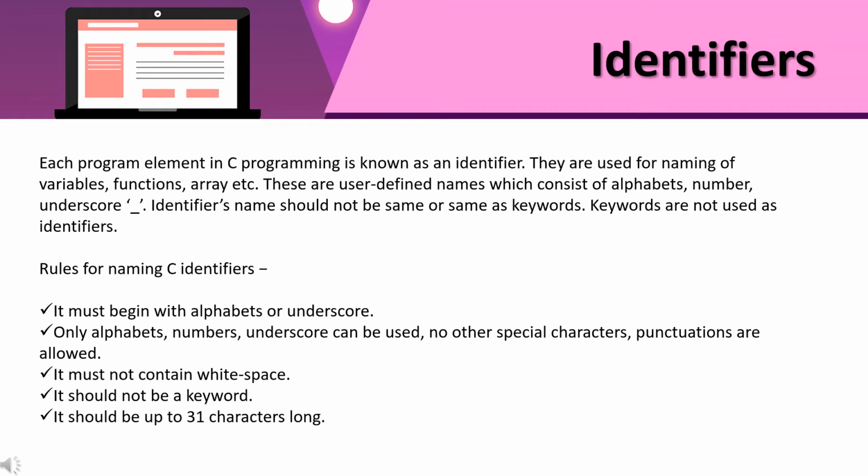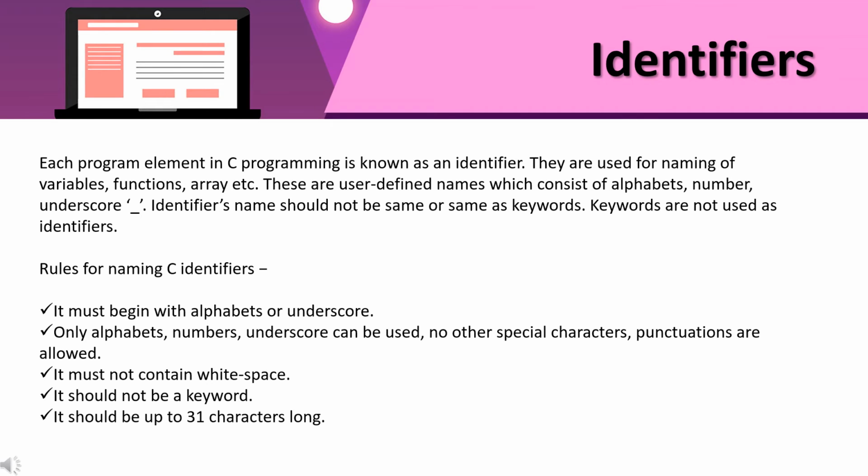Each program element in C programming is known as an identifier. They are used for naming variables, functions, arrays, etc. They are user-defined names which consist of alphabets, numbers, and underscore. An identifier's name should not be the same as a keyword. Keywords are not used as identifiers. The rules for constructing identifiers in C are: the first character of an identifier should be either an alphabet or an underscore, and then it can be followed by any character, digit, or underscore. It should not begin with any numerical digit.